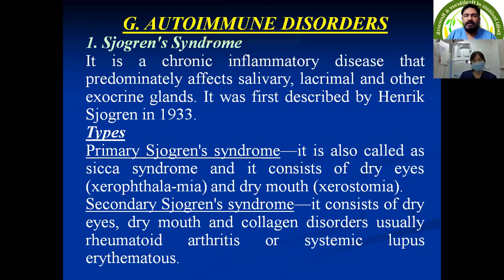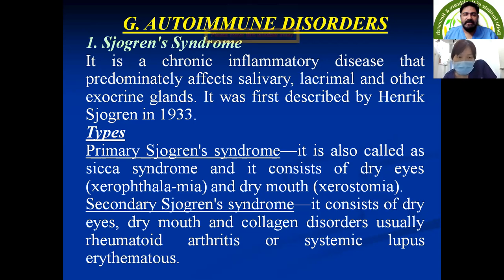Autoimmune disorders: first one is Sjögren syndrome. It is a chronic inflammatory disease that predominantly affects salivary, lacrimal, and other exocrine glands. Okay, in Sjögren syndrome, what happens? Decrease in salivation and lacrimal gland activity. So, what will happen? Dry eyes are there. It was first described by Henrik Sjögren in 1933. Types: primary Sjögren syndrome.